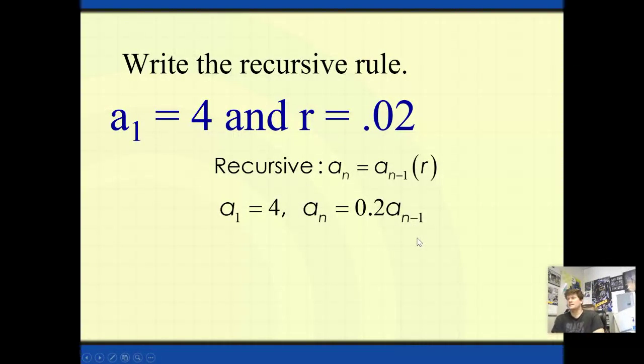Recursive, guys, it's really supposed to be the simpler one. You need a starting point, and then you need to know how to get to the next step. That's all recursive is, your starting point and how to get to the next step.